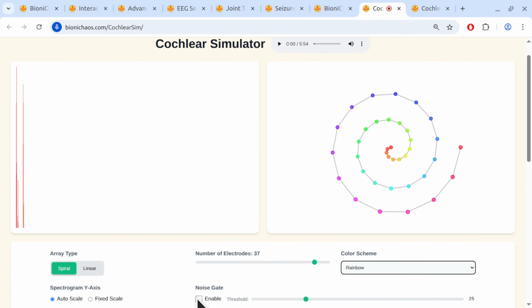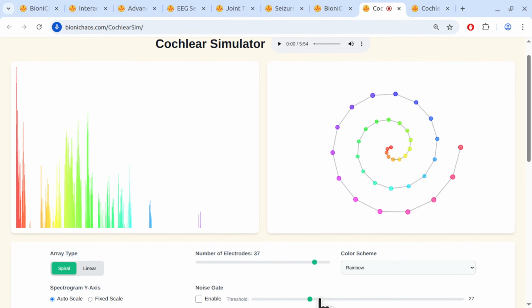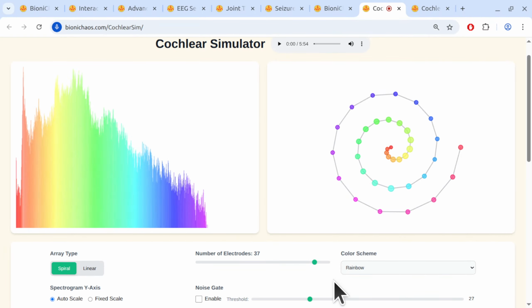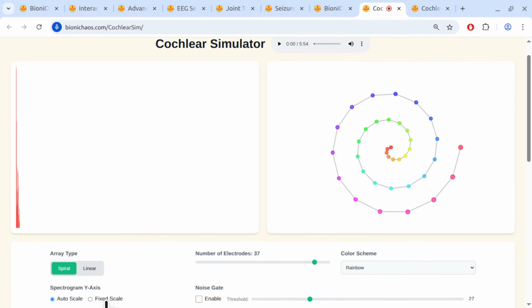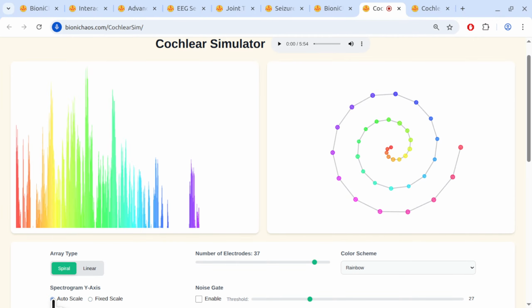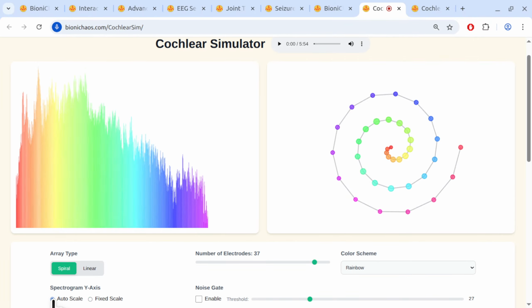The noise gate function filters out sounds below a certain threshold, which can help reduce background noise and make the main sounds clearer. When you enable it, the simulator will suppress the quieter sounds, ideally making it easier to hear the more important frequencies. If you don't see a significant difference, it might be because the current sound being simulated doesn't have much background noise, or the threshold is set too low to make a noticeable change.